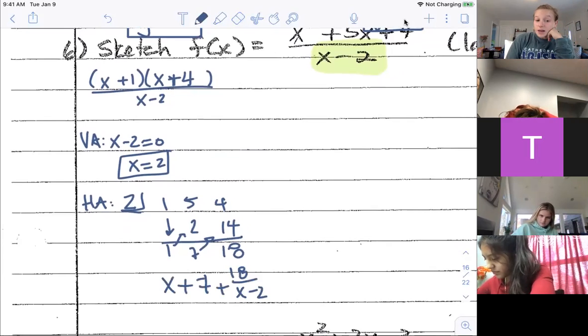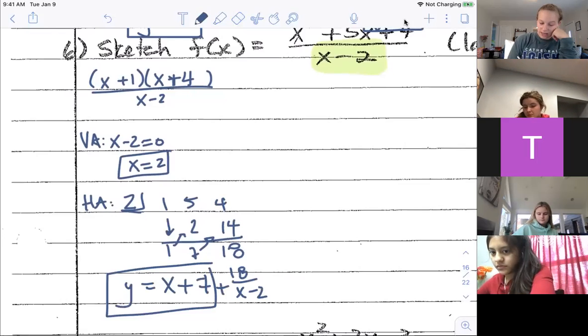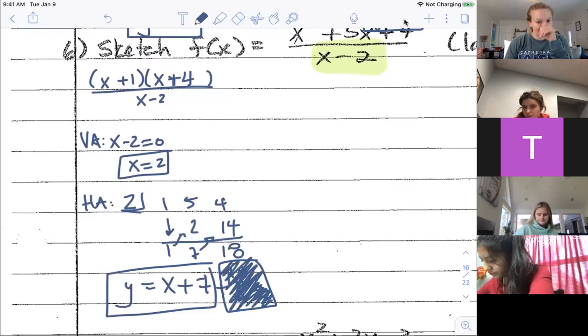What we want, though, is just the whole numbers. All I want is the x plus 7 part of this. I'm going to technically just cross off the remainder. It doesn't matter. Cross it out. We don't need it. You could get literally anything as a remainder. It doesn't affect anything with your graph. All I want is the x and the constant.